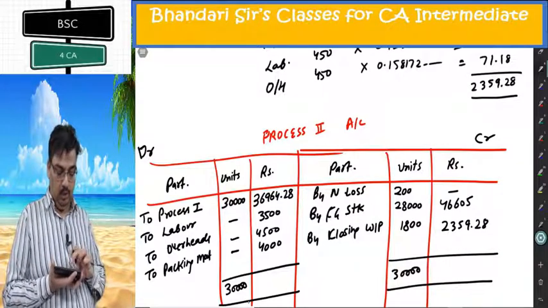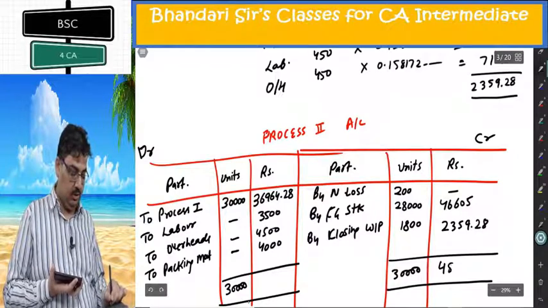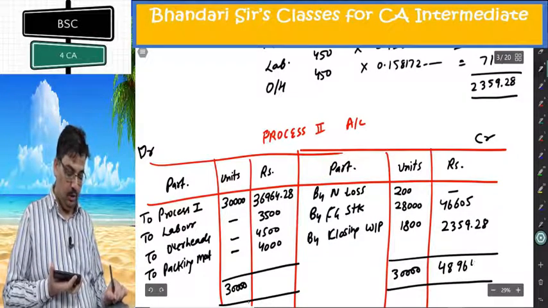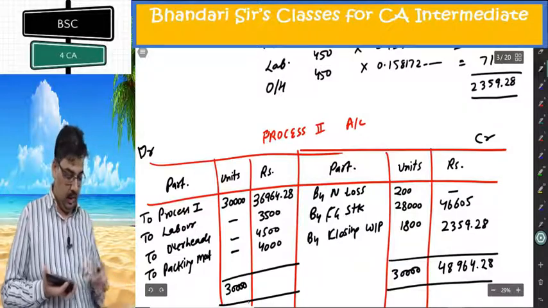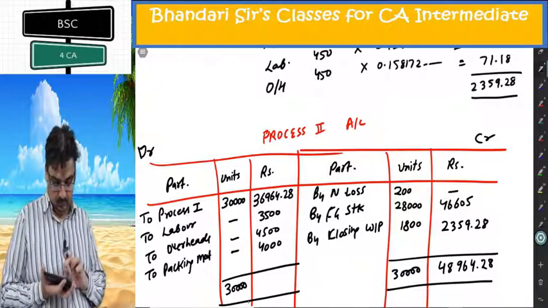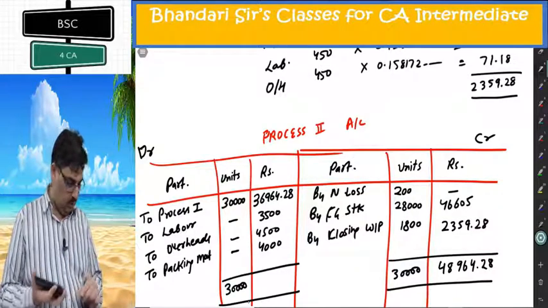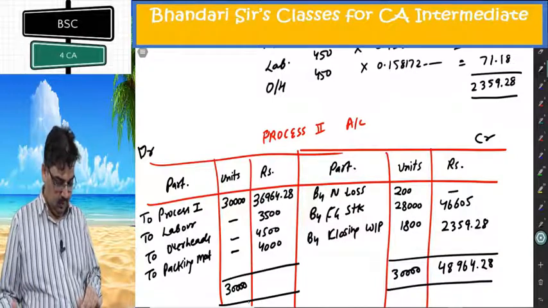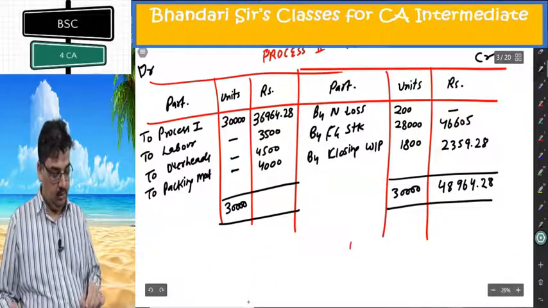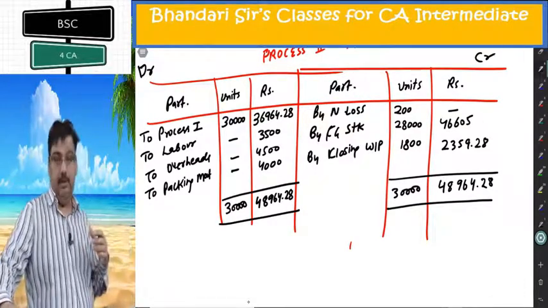Because I have tried to do it on very strict, no approximations. The module does some approximations. That can be some difference. That is tallied. So the total here also is 48,964.28. This is how the accounts are going to be tallied.